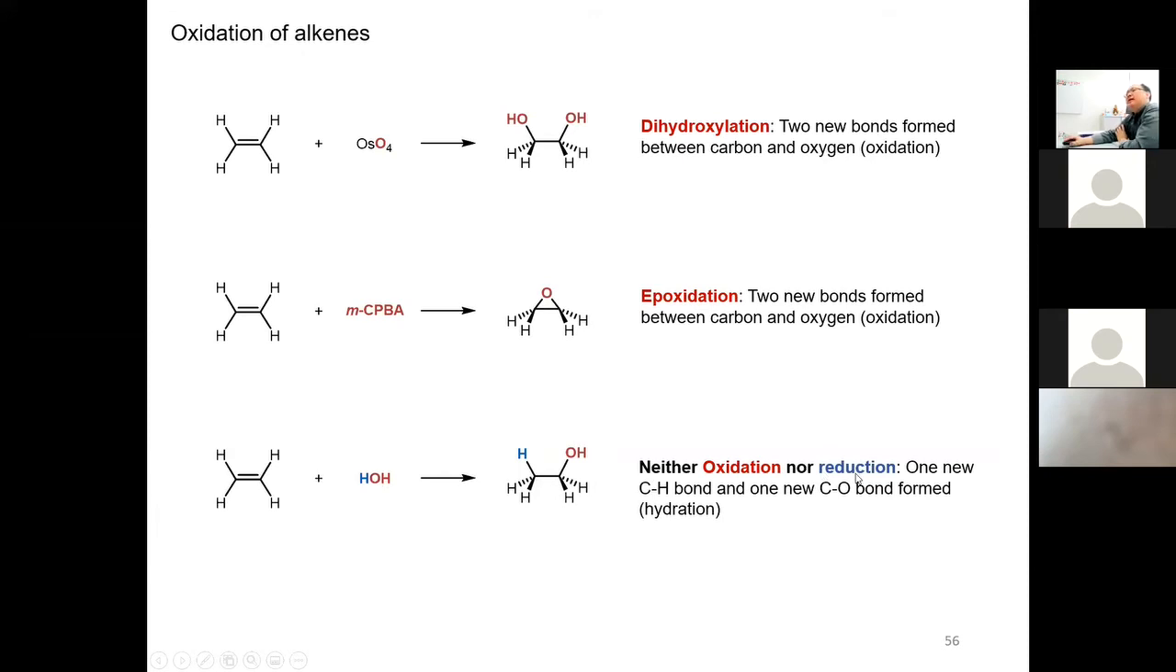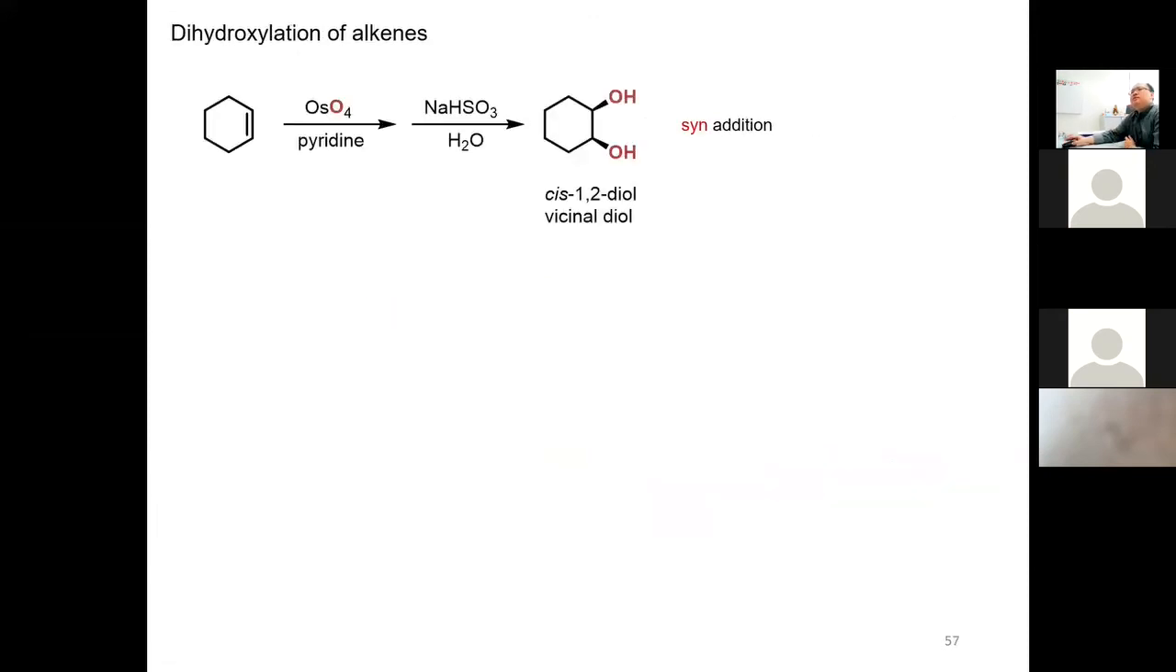So let's go to the dihydroxylation first. What you need to remember is that the net process is a syn addition. Like the hydrogenation, where two hydrogens add to the same side, the dihydroxylation is also a syn addition. So the two C-O bonds are formed on the same side of the alkene.